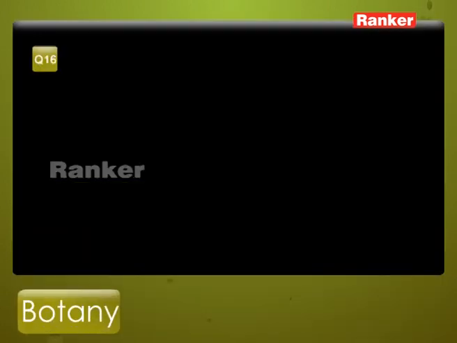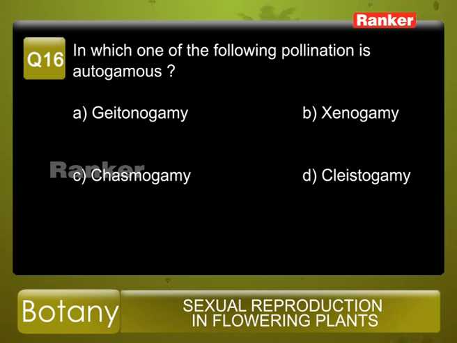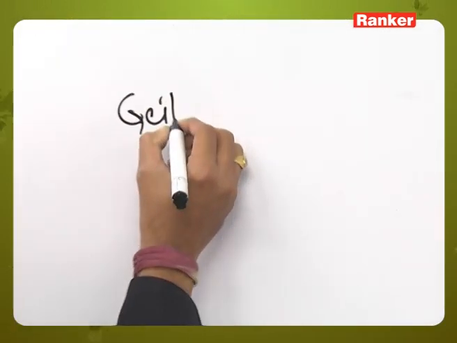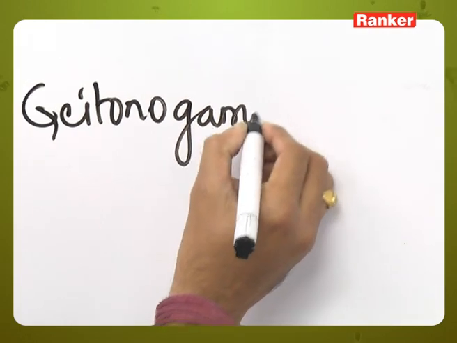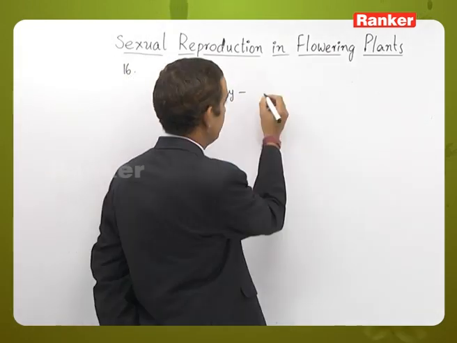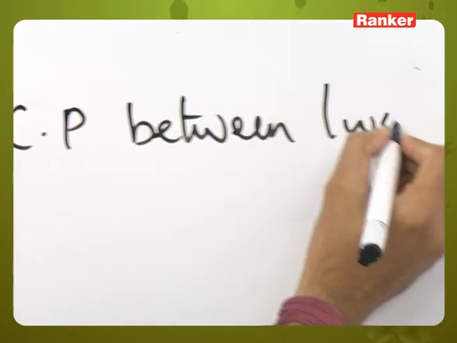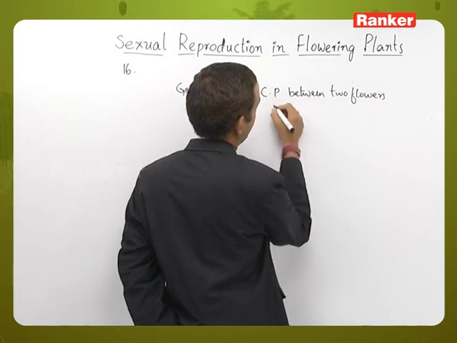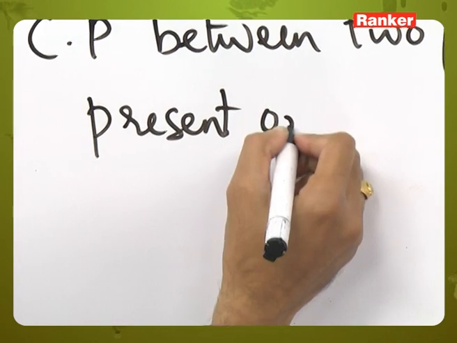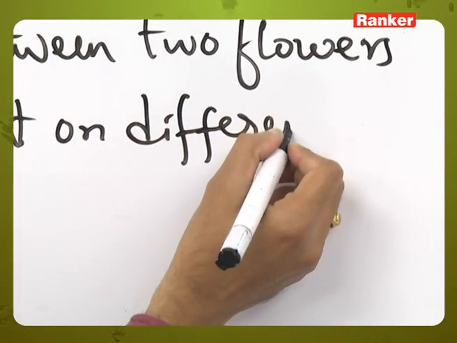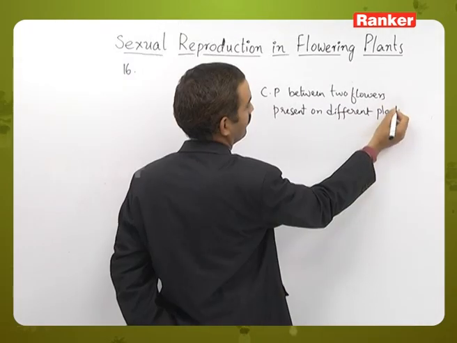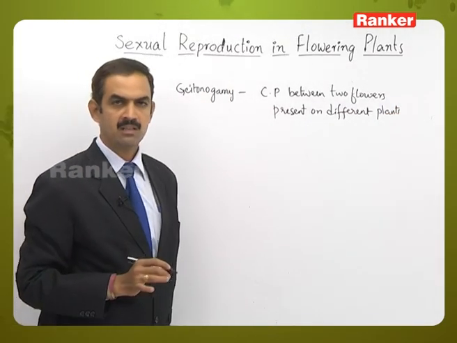Question number 16. In which of the following is pollination autogamous? The given options are A, geitonogamy, B, xenogamy, C, chasmogamy and D, cleistogamy. So here, first one, geitonogamy. Geitonogamy is a cross-pollination between two flowers present on different plants. But those two plants should belong to the same species. So it is definitely a cross pollination.